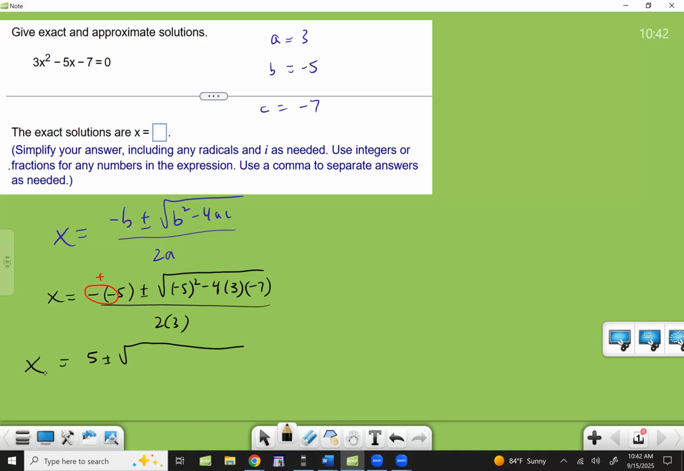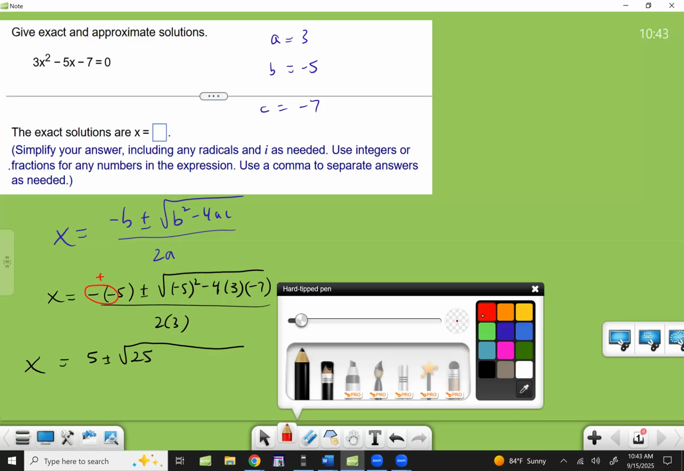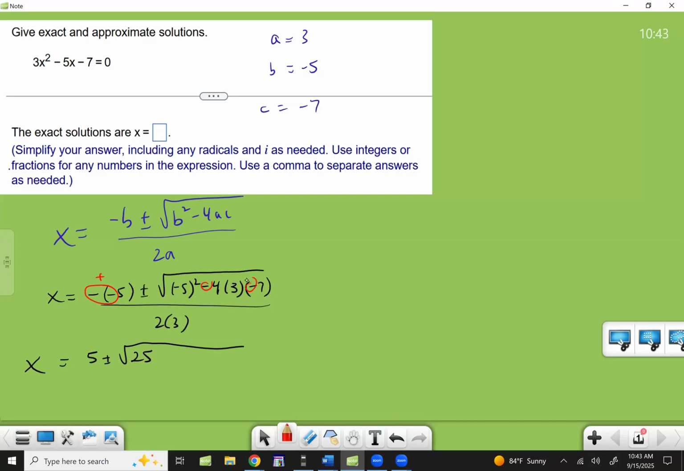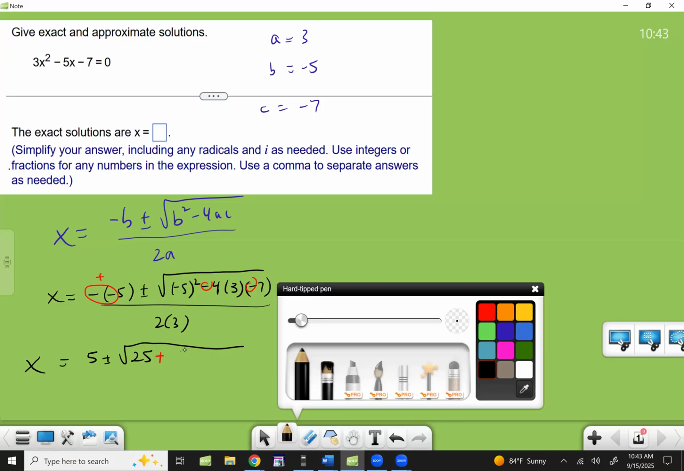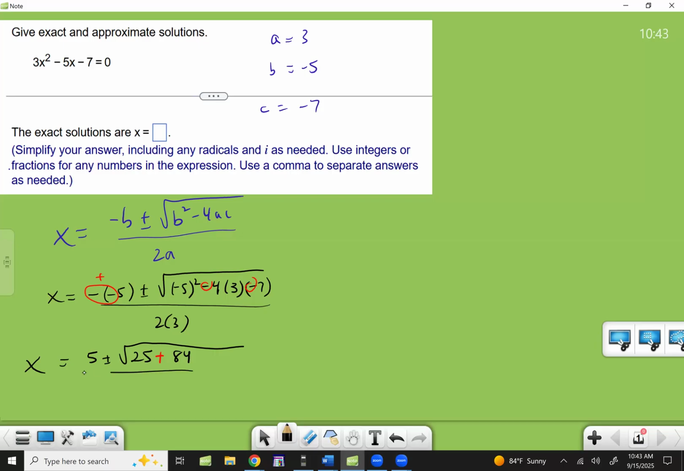Now underneath the radical, -5 times -5 is +25. I'm going to do the signs first. I see a negative times a negative, so I know it's going to be a positive. And 4 times 3 is 12, and 12 times 7 is 84. For the denominator, 2 times 3 is 6.